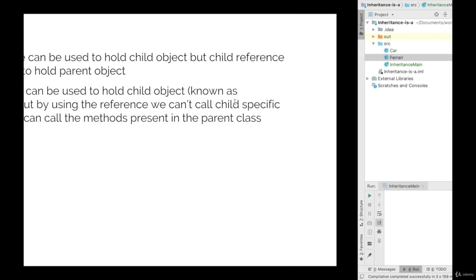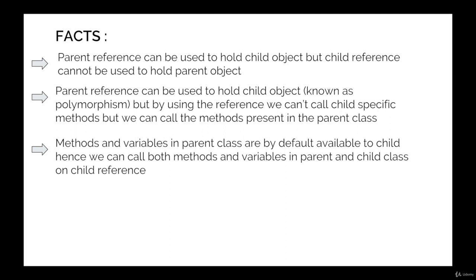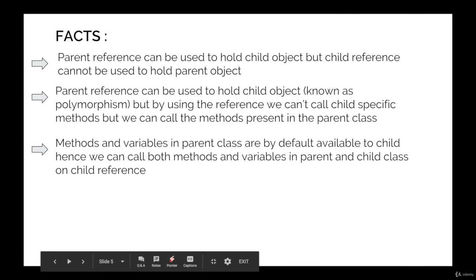So this is something that we saw already. The third fact is that methods and variables in the parent class are by default available to the child class, and hence we can call both the methods and variables in parent and child class on a child reference. So we tried doing this as well. We saw how we can access the parent class methods by using the child class object. Display was a method in the parent class, which is nothing but the car class, and we were able to call it by using the child reference over here. So this was perfectly valid.